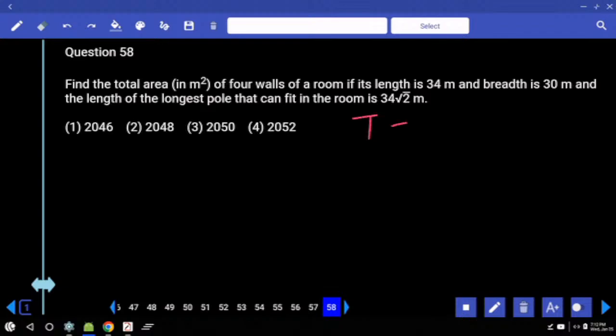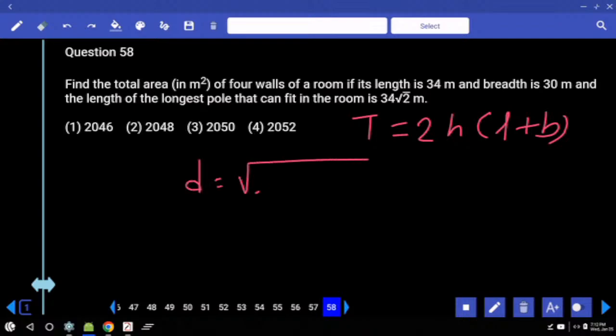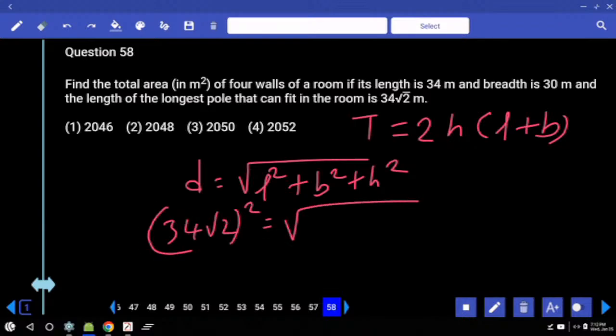First of all, the total area of 4 walls is given by the formula 2h into (L plus B). Here length is given as 34 meters. Breadth is what? 30 meters. And the length of the longest pole, longest pole and diagonal. Longest pole means what? We all know the diagonal of the cuboid is given by root of L square plus B square plus H square. Now if you see here, 34 root 2 whole square equals L, length of 34 square, breadth of 30 square, this is H square.